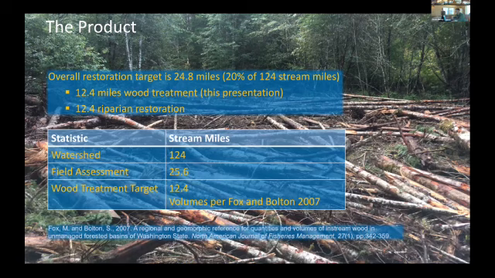For Whatcom again, product coming out of that, there's a restoration target of 24.8 miles, 20% of the 124 stream miles. So instead of going out and hiking 124 miles of stream, we only have to go out and hike 24.8 now. So that cut it down quite a bit. 12.4 of that is for wood treatment. 12.4 is riparian. That's a similar model, different presentation. So those are combined for that 20% of the 124 stream miles for Whatcom. That's how they planned it.